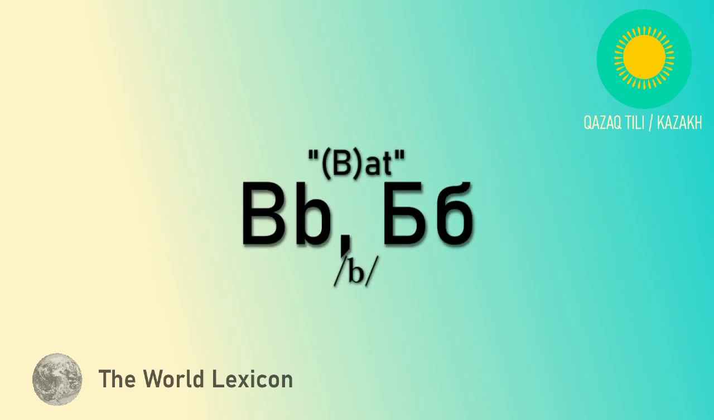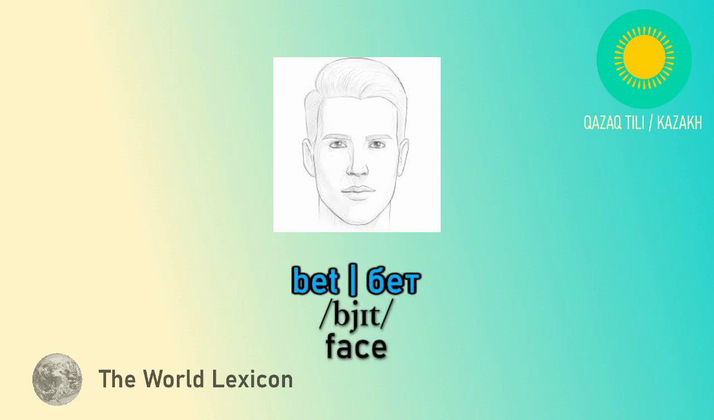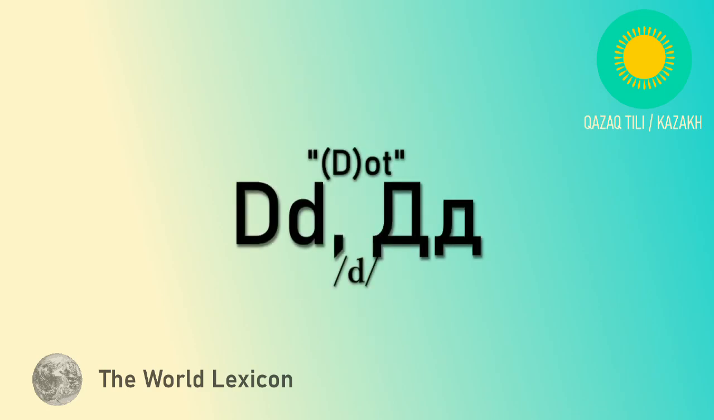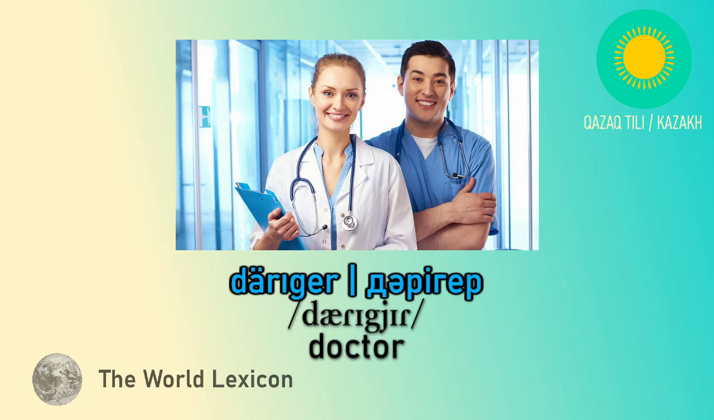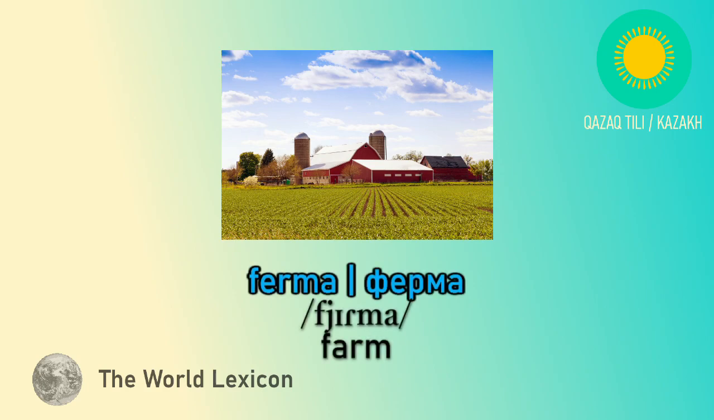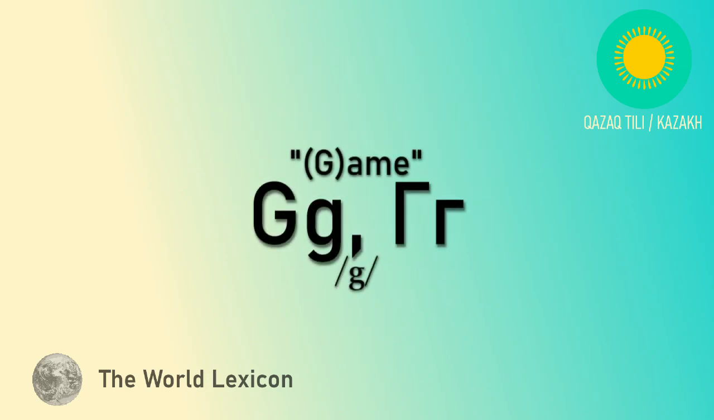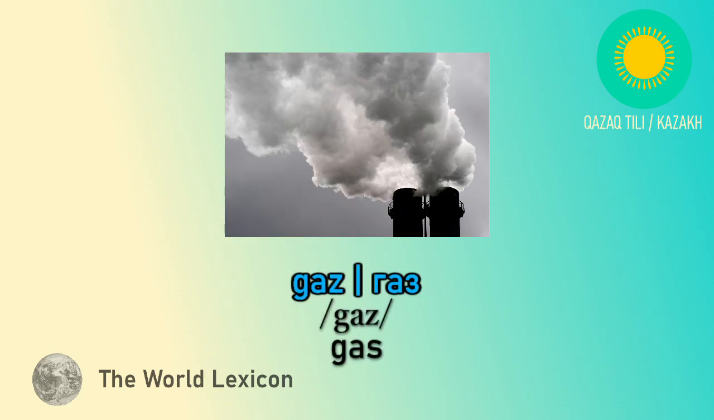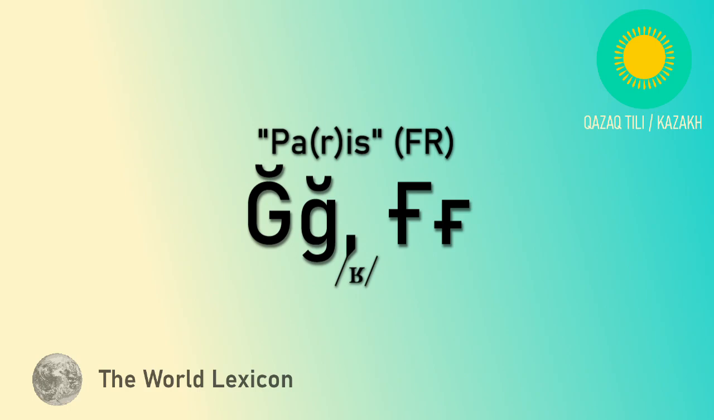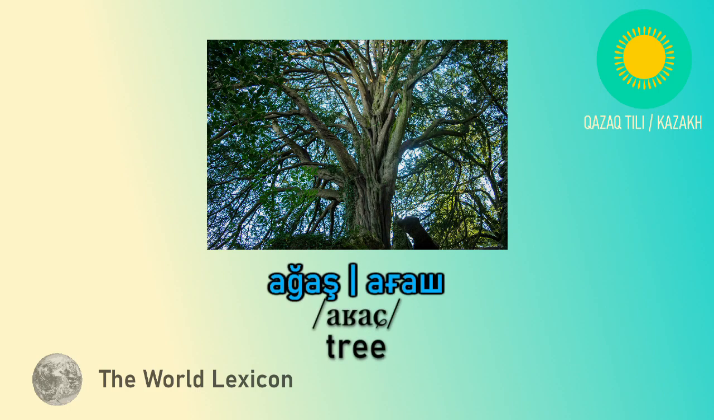First off is B. Biet. Next, this is de. Dariger. This is F. Ferma. This is ge. Gaz. This is ra. Almost like the French R sound. No words start with this letter. Arash.